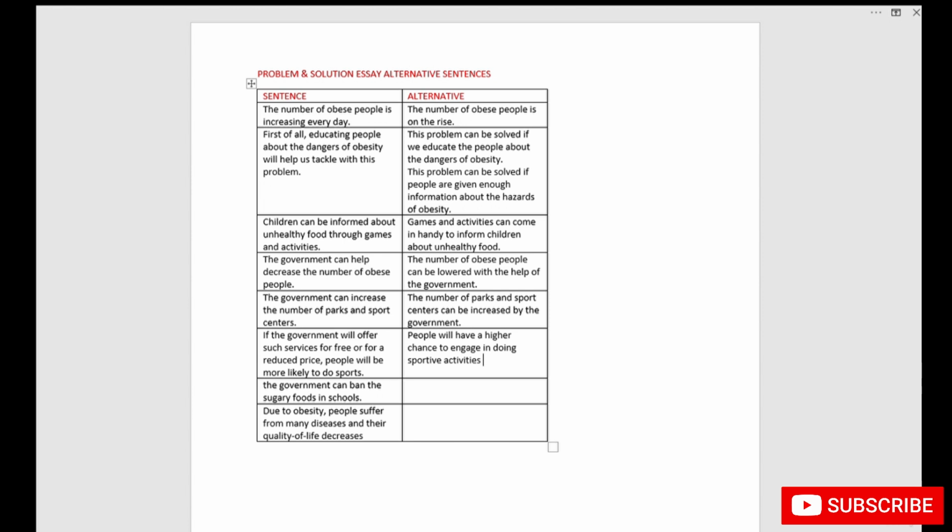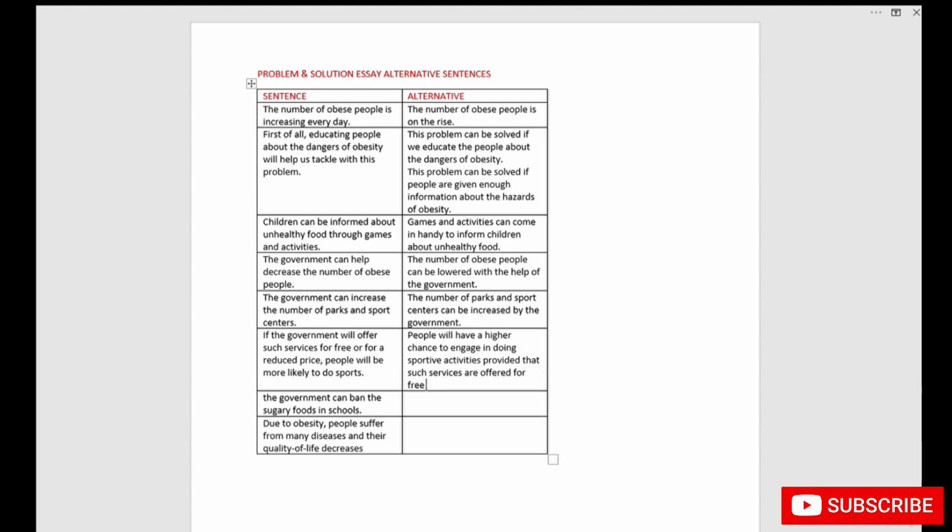provided that, it's another way of saying if, provided that, and then the rest will be passive. Such services are offered for free of charge. It's another way of saying for free of charge, or for free.